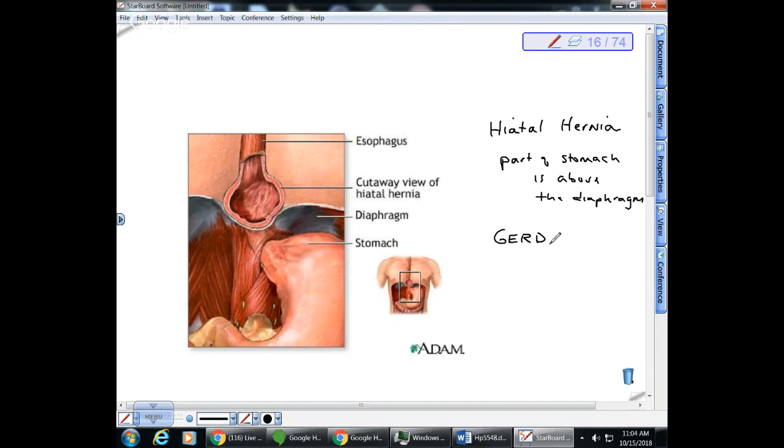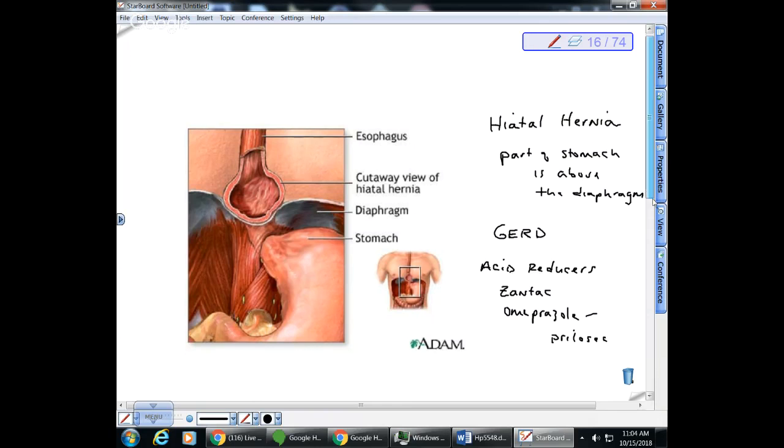So one way that they treat this is by giving people acid reducers. So some of these are now over the counter. It used to be that you actually had to have a prescription for them. And so Zantac is one. Omeprazole is another big one, which is Prilosec. Sorry, that's Prilosec. Okay. And what these actually do is they're called proton pump inhibitors.